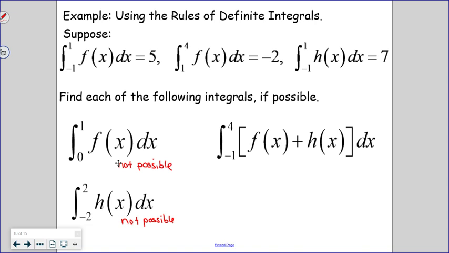Yeah, we're fine through the f of x part of it, right? I can figure out from -1 to 4 of f of x, and I can figure out from -1 to 1 of h of x, but we don't have all the way to 4. So because we are stopping the information we know at 1 for h of x, this one would also be not possible. Any questions on this? All right.